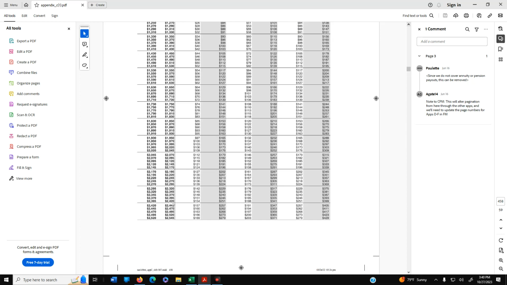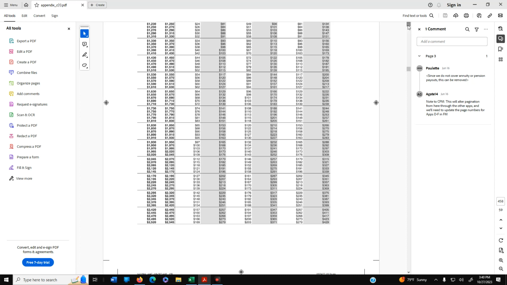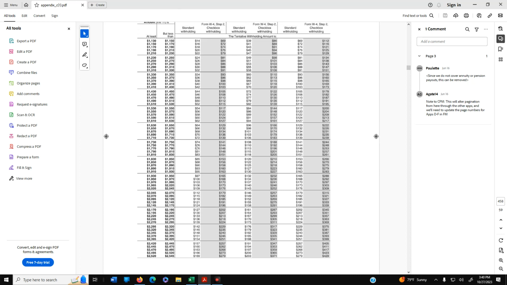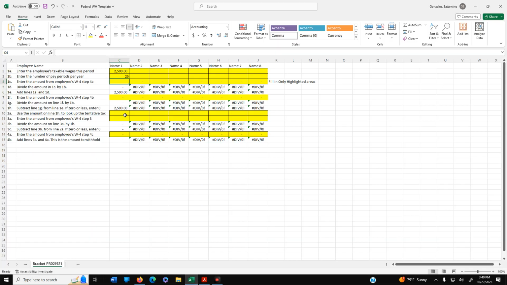So I'm gonna go over here. It's right here, 24.95, 25.20, and we know that they are married filing jointly, and the box is not checked. So let's see, it was 2,500. We're going to get that number. Let's see, 24.95 and 25.20. We're gonna get that number, which is 166. So we're gonna enter the 166 here.